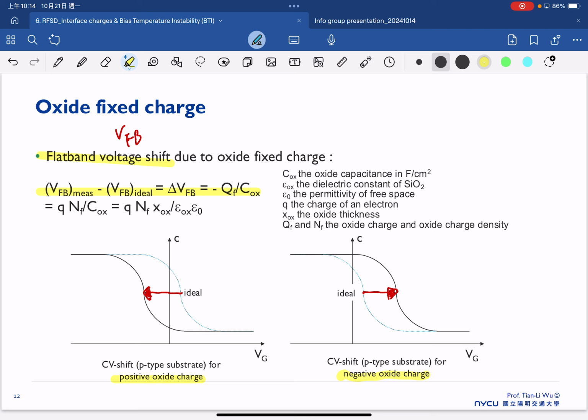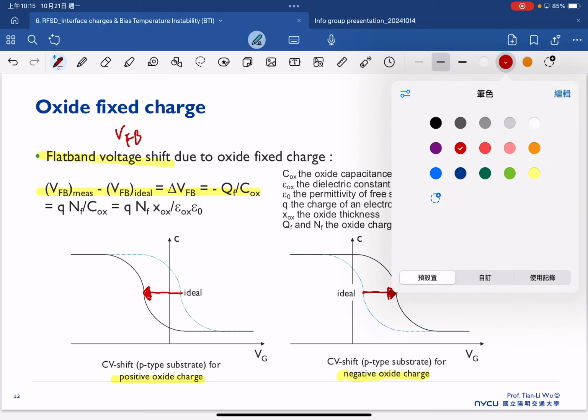Another very often used case for the flat band voltage is fixed oxide charge estimation. In this case, we use the CV to estimate the flat band voltage. To be honest, this is very often used, in all kinds of semiconductor materials, and the analysis here is not that difficult. It's very straightforward.